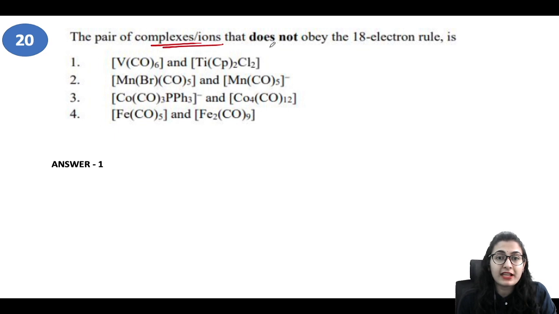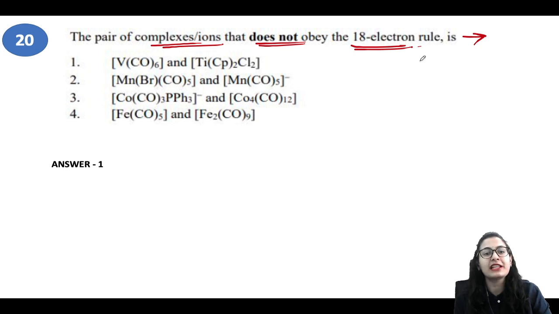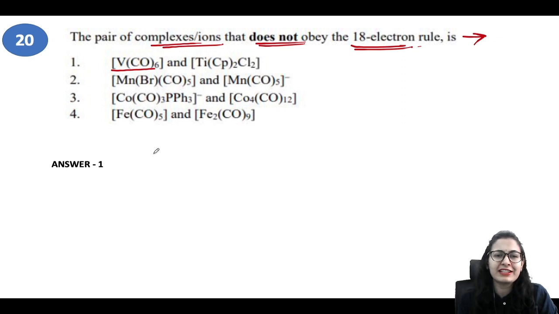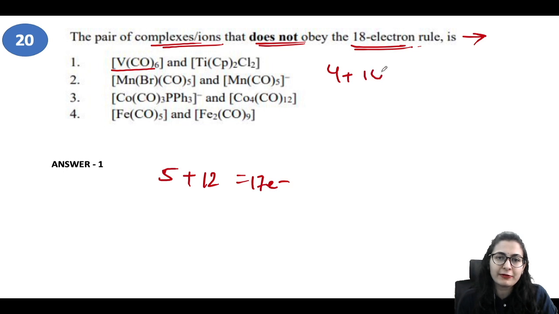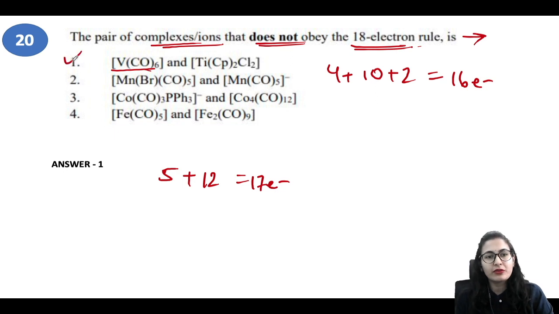A pair of complex ions that does not obey the 18 electron rule is. Now, very, very simple. As soon as you look at this compound, you know it is a 17 electron system, right? And it does not even dimerize because of the small size of vanadium. Okay, such questions come on this. So, vanadium has how many electrons? 5 plus 12 from the carbonyl, so total of 17 electrons it is. And the titanium one, it has 4 electrons, 10 from the Cp, 2 from the chloride. How much? 16 electrons. So they don't follow the 18 electron rule. However, all the other ones we have seen are going to follow the 18 electron rule.